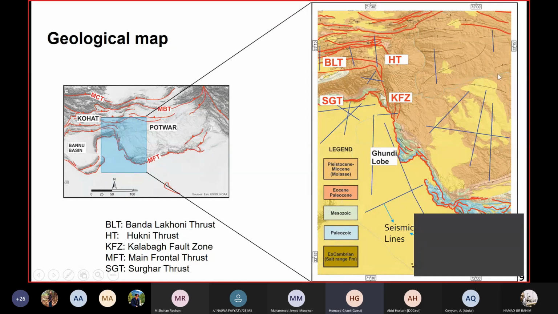But when you go toward the east in the Potwar, you see quite subtle structure there. You don't see a lot of thrusts, and there are gentle to open folds present in the southern part of Potwar. And down in the south, you see that all the strata from the Precambrian salt range formation to Eocene limestones are exposed in the salt range. And there's another important structure, the lobe in the salt range thrust in this part, and connecting them is a transfer zone, what we call the Kalabagh fault zone.